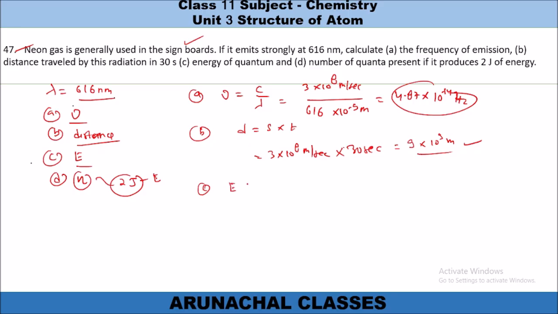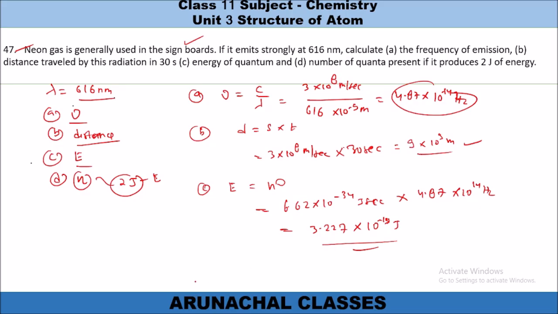Third case, we have to find energy. Energy is equal to h nu. h is 6.62 into 10 power minus 34 joule second, multiplied with nu, that is frequency, 4.87 into 10 power 14 hertz. Multiply this, we will get this value as 3.227 into 10 power minus 19 joule. So we have got this value.